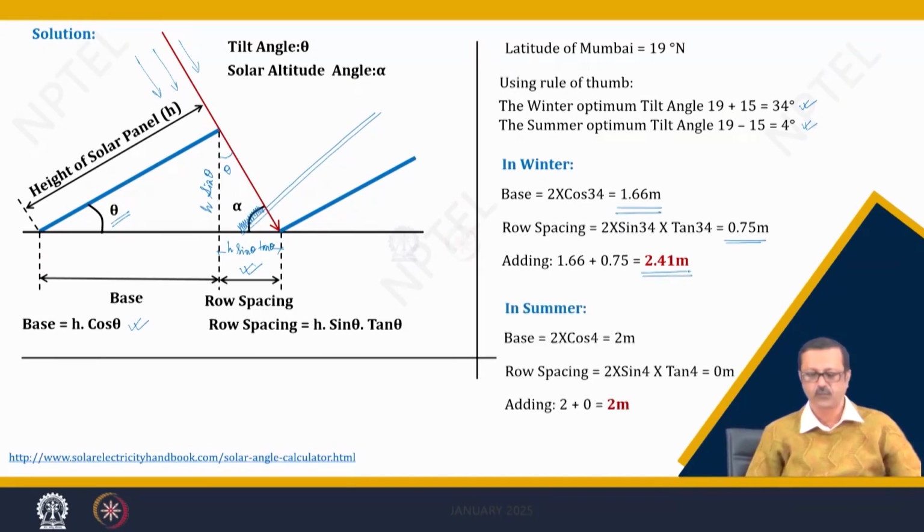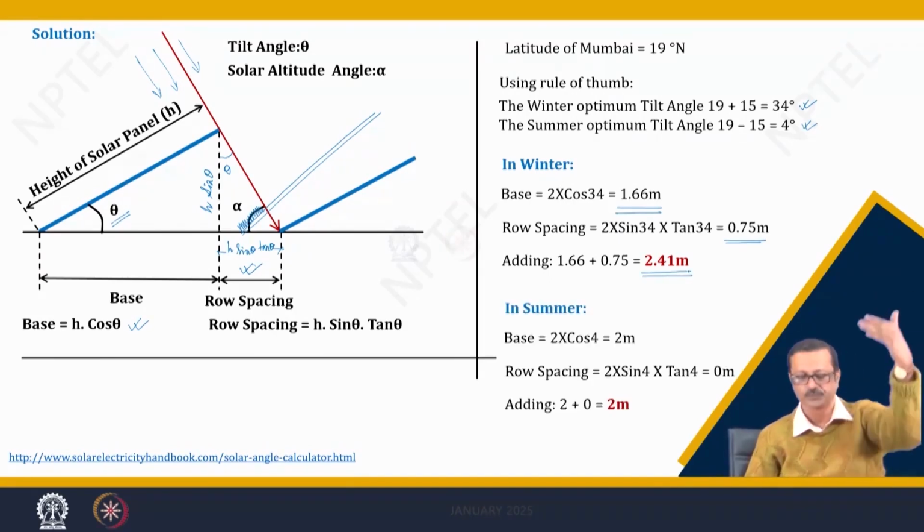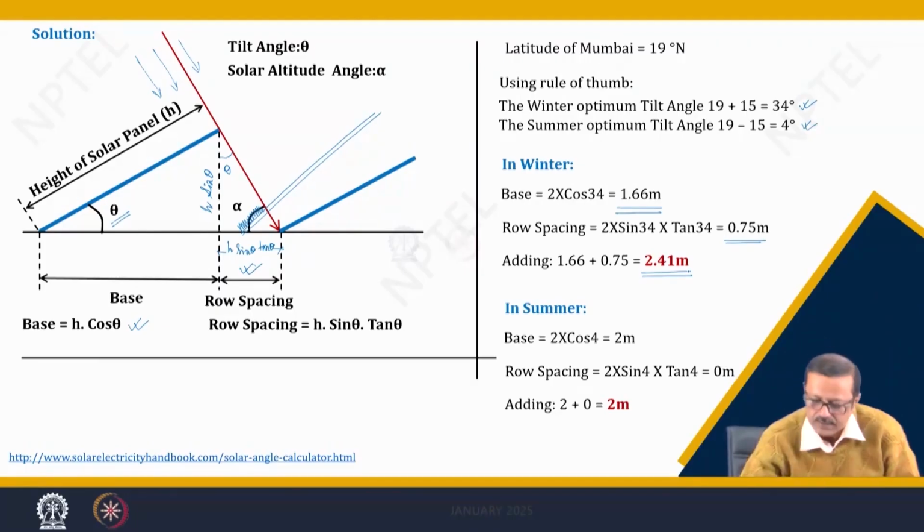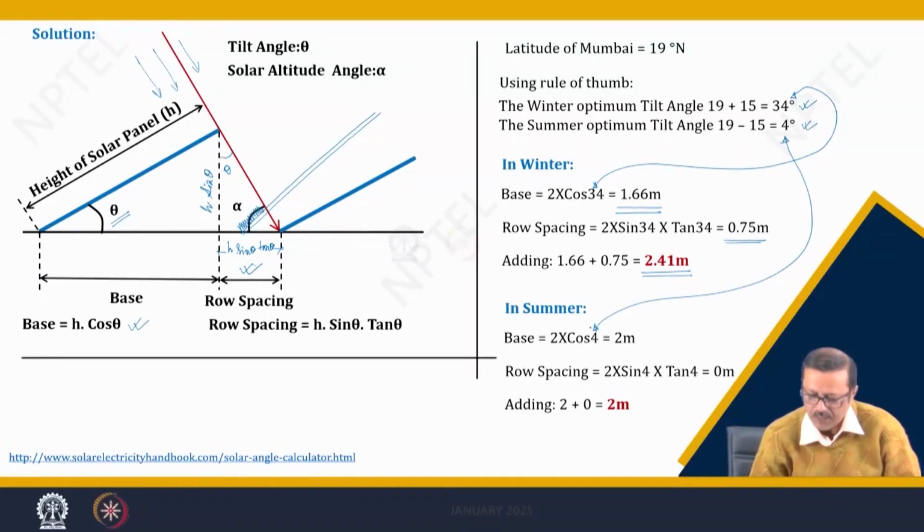But in case of the summer, it is 4 degree. So, this 34 degree I have used for the winter, and this 4 degree I am using for the summer, right, and I got the row spacing as 2 meter required for the summer.